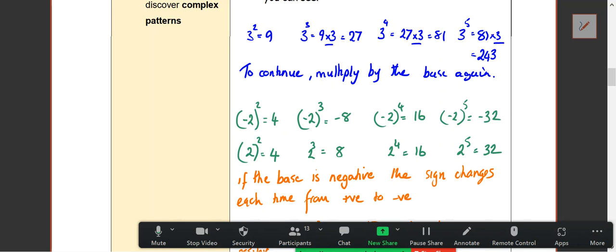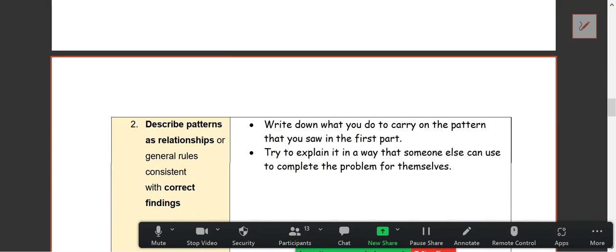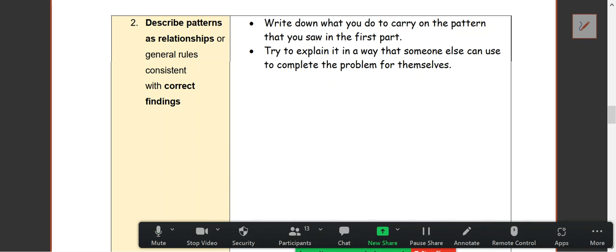Everyone, good? Anyone got any questions at this point? No? I will carry on then. So what we then do is we need to describe the patterns for strand 2, describe them as relationships or general rules. So what did we say?